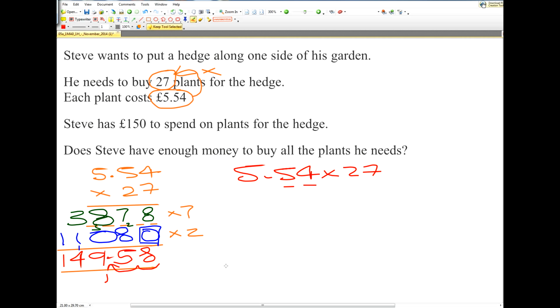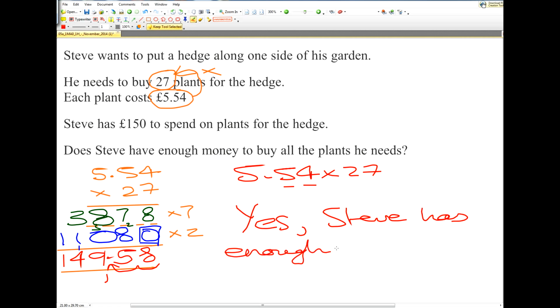So the question says he has £150 to spend. Does he have enough money? Yeah. And the answer is? Yes. So the answer here, if I get my pen, is yes. Steve has enough money to buy the plants.